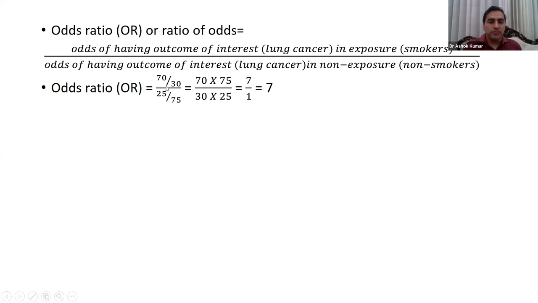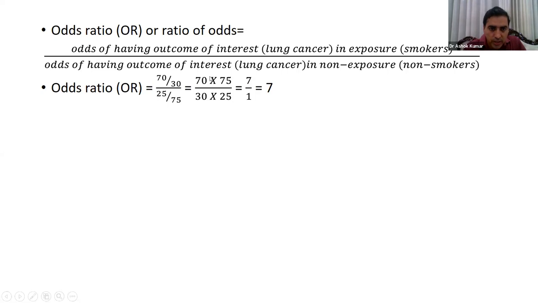So you can see here, the odds ratio is the ratio of the odds of having the outcome of interest, lung cancer, in the exposure or smoker group, divided by the odds of having the outcome of interest, lung cancer, in the non-exposure group. So it is 70 divided by 30, the odds of having the outcome of interest in exposure, and 25 divided by 75, the odds of having the outcome of interest in non-exposure. So this is 75, it is the fourth value, so it will go up.